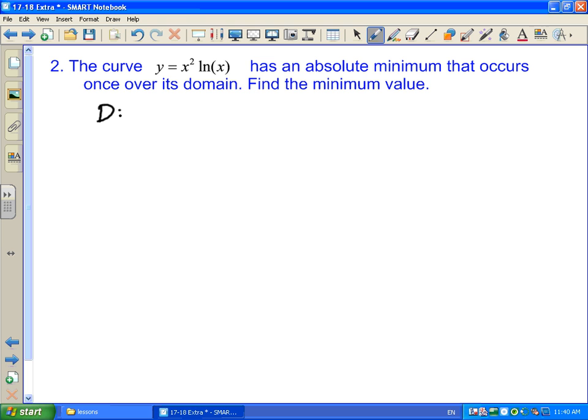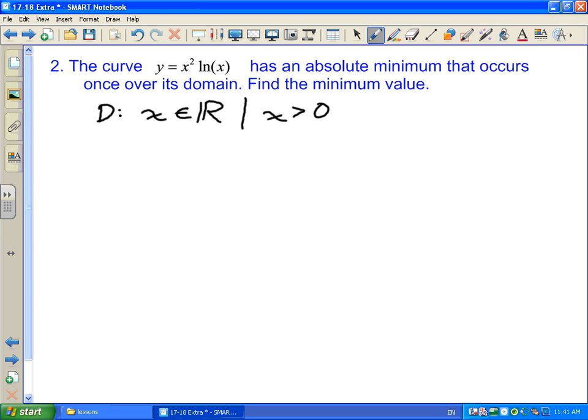So our domain is going to be x is an element of the reals such that, we've got 2 parts here. We've got the x squared and we've got the ln x. For x squared, we can have any real number. There's no restrictions on that. What is the restriction that is always placed on logarithmic functions? Yeah. So we'll just say that x has got to be greater than 0. Okay.